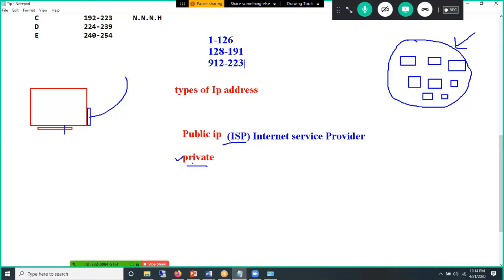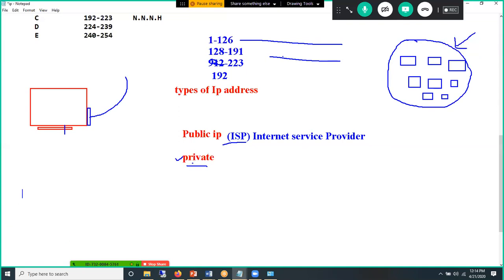So if I'm starting a company and I want to configure IP in my network, can I give anything I like? Suppose I want to use class A, class B, or class C. Can I give anything I like? No. IANA has given some ranges that we use in our network freely. Not all, there are some specific numbers. So if I want to use IP in my company network freely, you have to remember this.